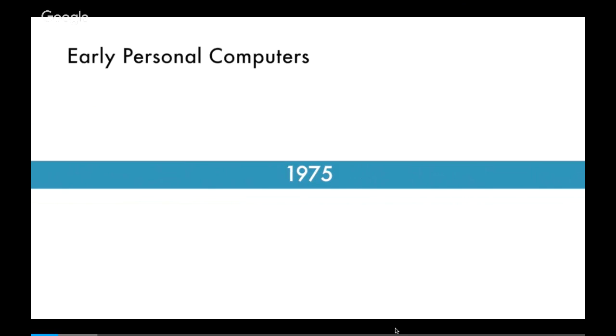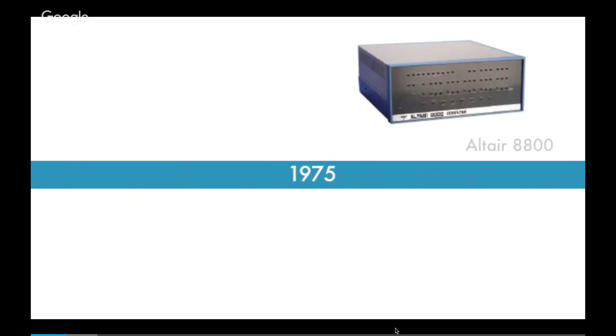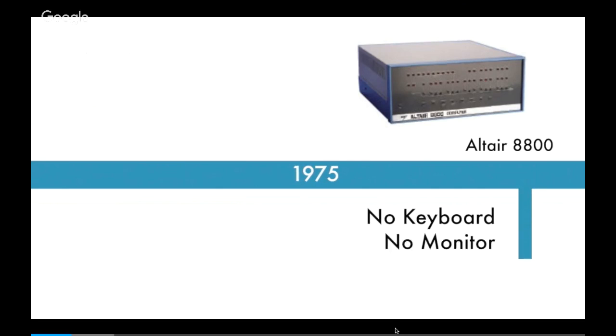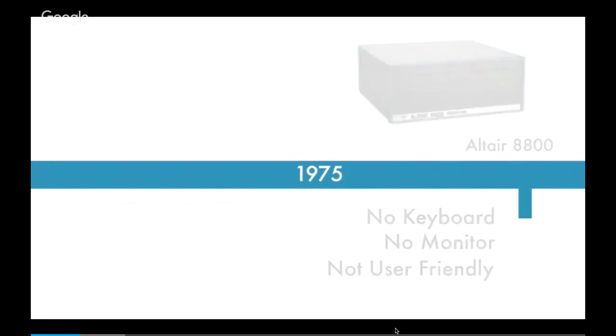Our historical journey starts in 1975, when the first personal computer, the Altair 8800, was born. The Altair had no keyboard, no monitor, and was not user-friendly. But despite its limitations, computer enthusiasts flocked to the machine.